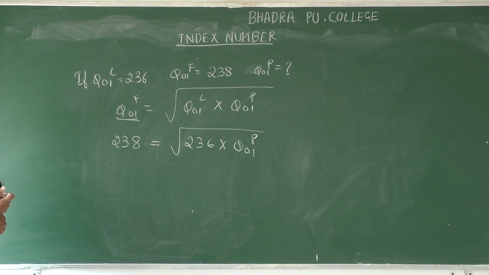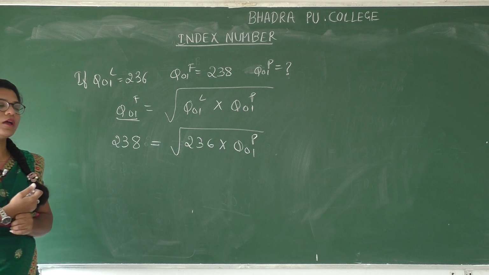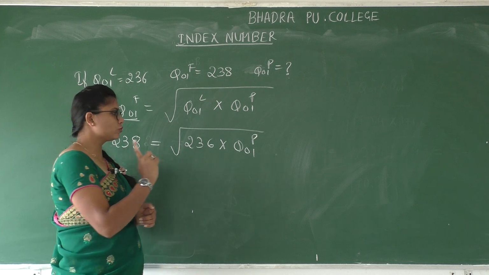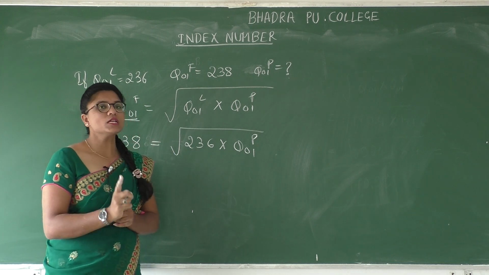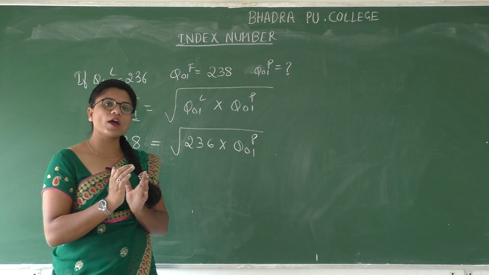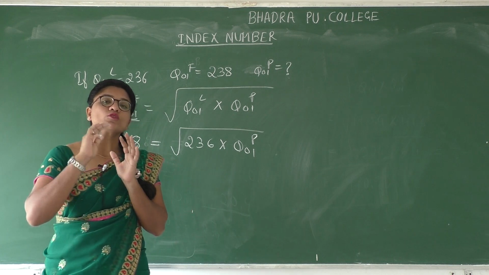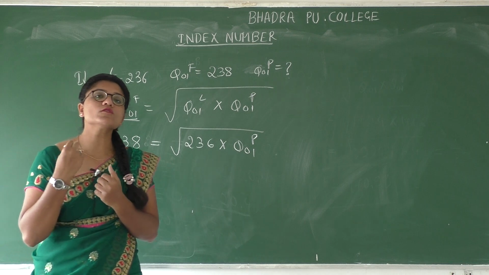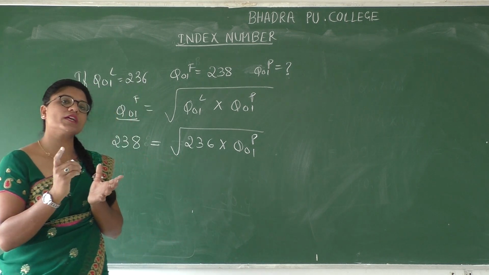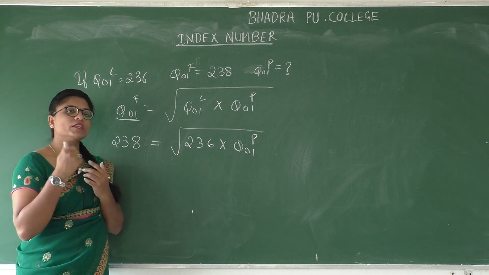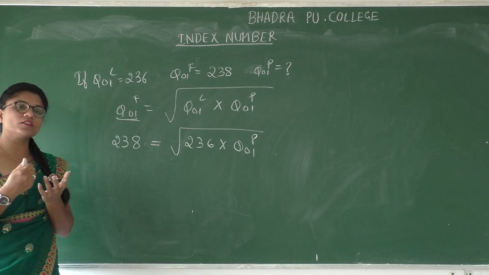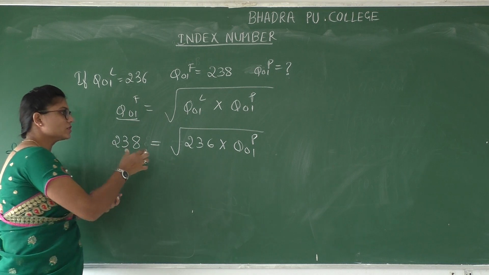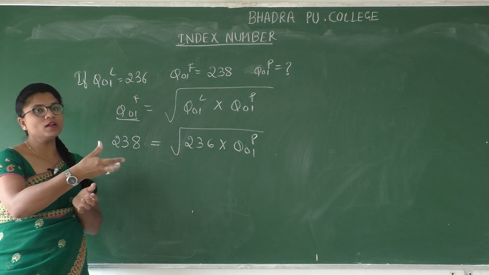Okay. So next, what is the next step? We have to remove this square root. To remove the square root, we have to do square on both sides. Whatever you do in an equation, when we are solving equations, we have to do the same to the RHS side and the LHS side.